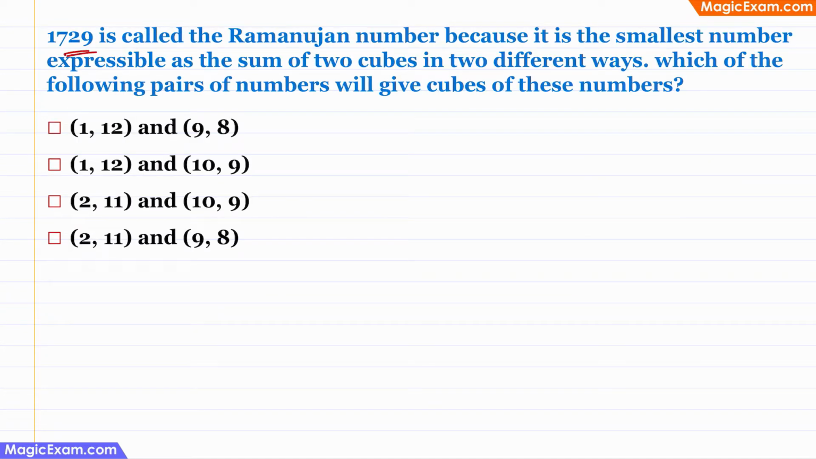1729 is called the Ramanujan number because this is the smallest number expressible as the sum of two cubes in two different ways. Which of the following pairs of numbers will give you cubes of these numbers? Now this question is based on the class 8 mathematics chapter called cubes and cube roots. And in that chapter there is a discussion about this Ramanujan number.